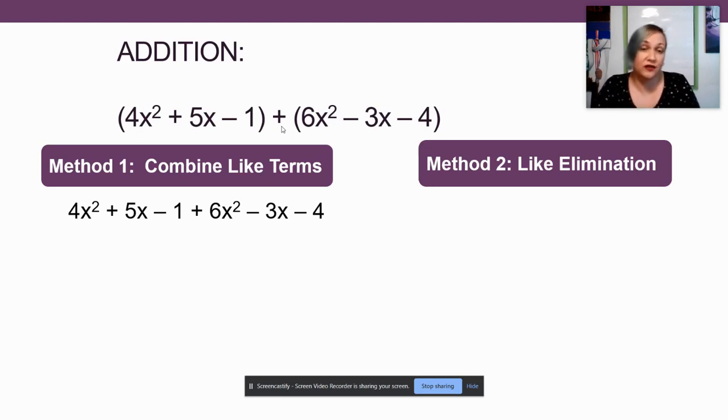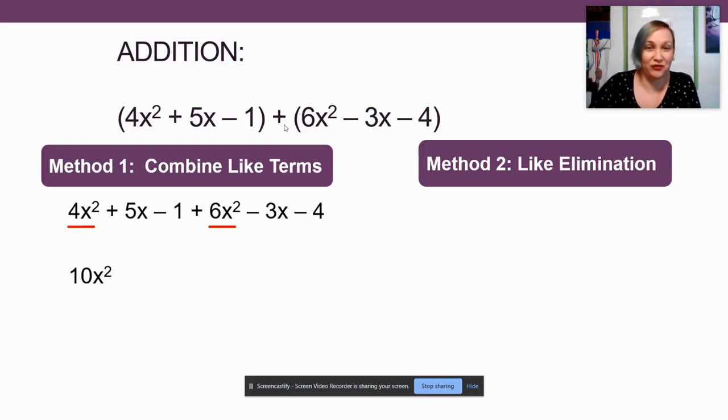For our first method of addition, I'm going to use combining like terms. Combining like terms is where you scan through the problem and you find terms that have the same variable and the same exponents. And then you add or subtract them together. Since we're dealing with standard form, which we learned about yesterday, I'm going to start with my x squares. So I have a 4x squared and a 6x squared. I'm going to add those. 4 plus 6 is 10x squared. Notice that I only added the coefficients. I did not change the exponent.